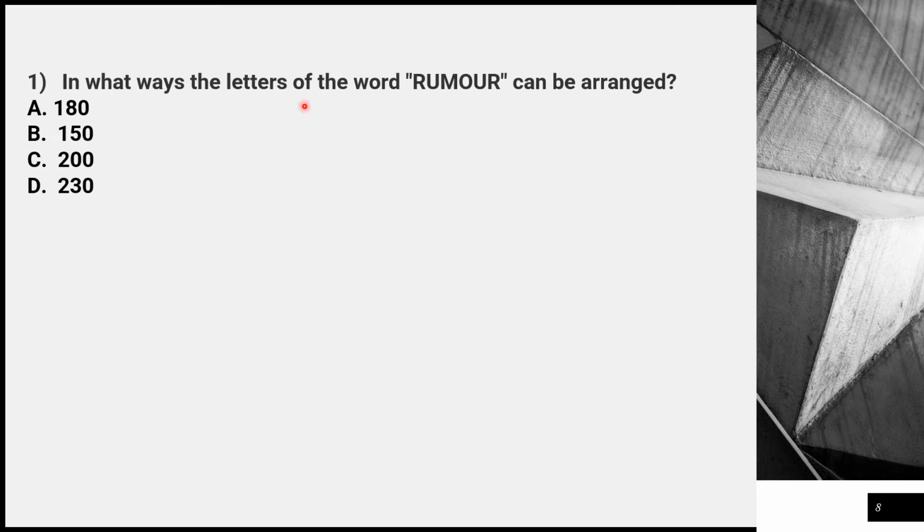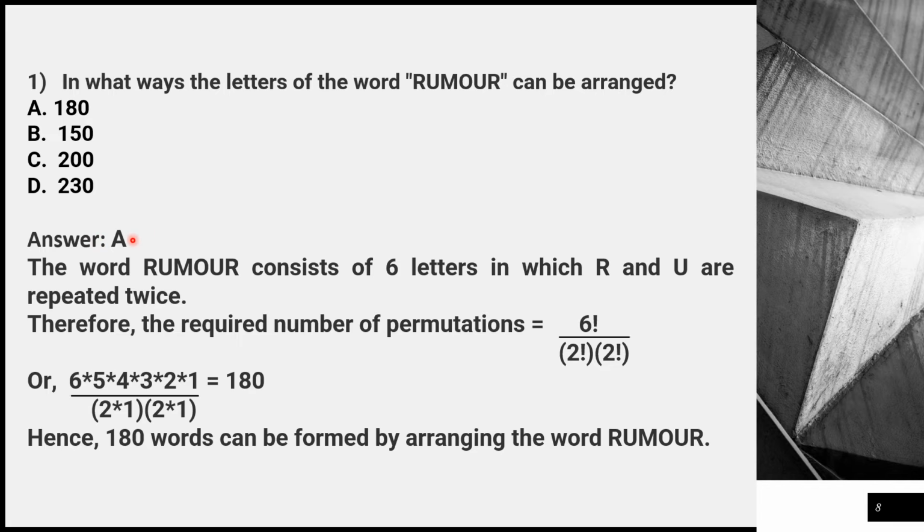So here is your first question. In what ways can the letters of the word rumor be arranged? Here are the options. The answer is A. Let us see how. The word rumor contains 6 letters, right? 1, 2, 3, 4, 5, 6.